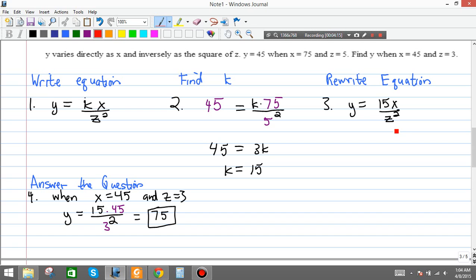And then now we can answer the question. We find y when x is 45 and z is 3. 45 over 9 is 5. 5 times 15 is the answer, and it's 75.